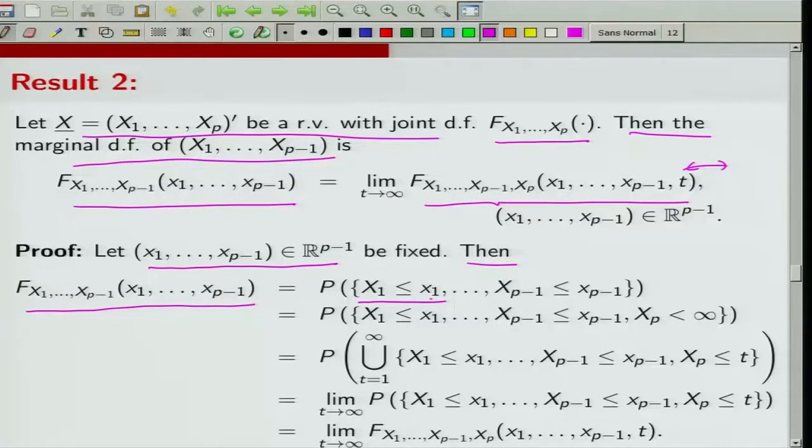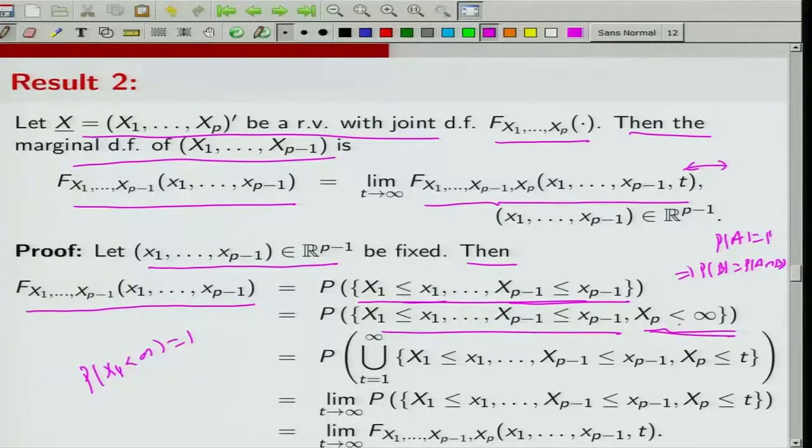Now, this is the same as the probability that X1 is less than or equal to x1, ..., Xp-1 is less than or equal to xp-1. Now, I know that if probability of A is 1, then probability of any set B is the same as probability of A intersection B. I know that probability of Xp less than infinity is 1. So, that is why the probability of this set would be the same as the probability of this set intersected with the set Xp less than infinity, which has probability 1. Now, the set Xp less than infinity can be written as the union over t equal to 1 to infinity of Xp less than or equal to t.